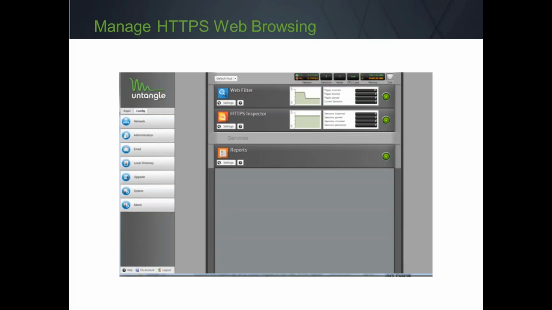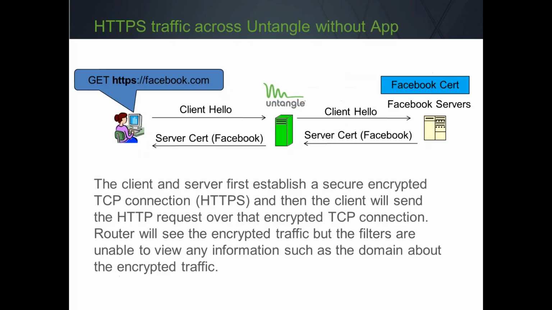Here's going to be your basic setup to manage encrypted web browsing. You're going to need Web Filter. You're going to install the HTTPS Inspector, and then of course Reports, so you can have reporting on those. They're just available on your left-hand side, and you just install them and log in.